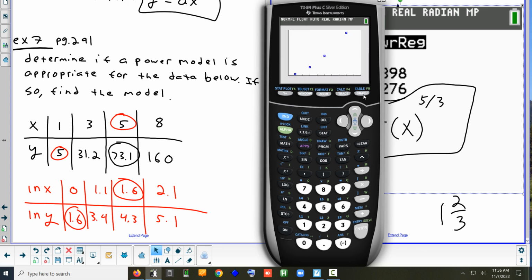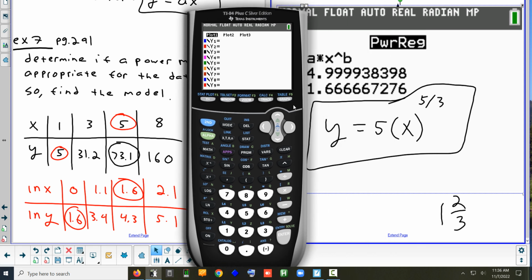And I'm going to hit graph. My scatter plot is still on because I never shut it off from the first one. If yours isn't on, go to y equals, go up to plot 1, and hit enter, and it should look like there's a black box. Now, I want to type in that equation and see how good it is. If it goes right through those points on the screen, then it's a pretty good equation. If it doesn't, then we might have done something wrong. So let's type in 5x to the 5/3.